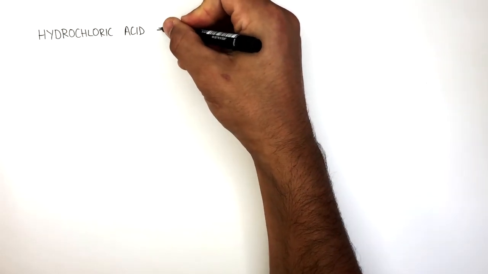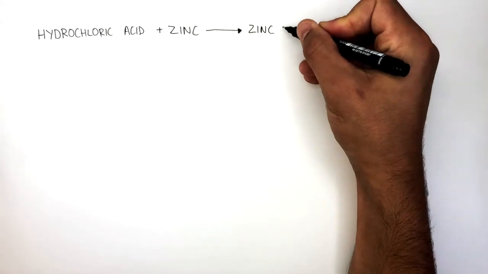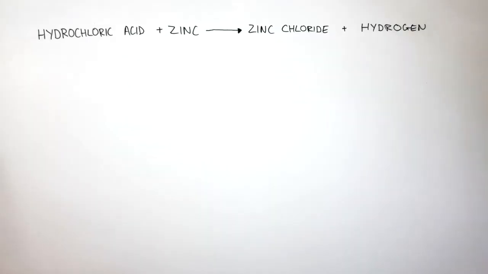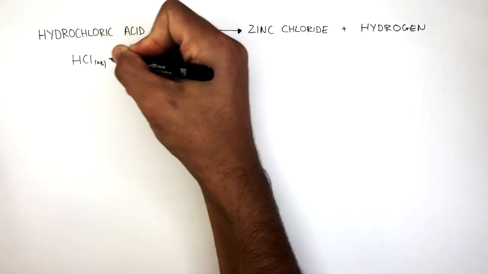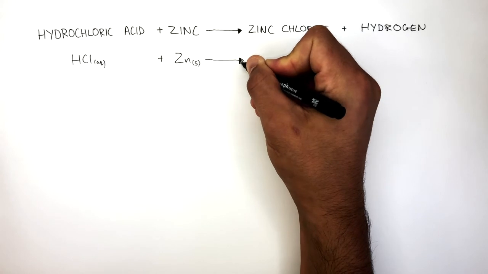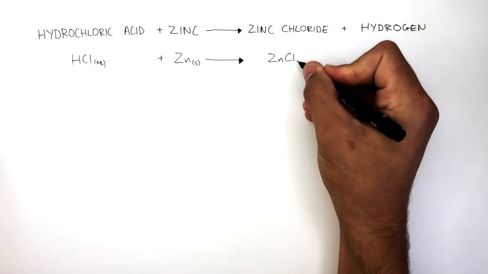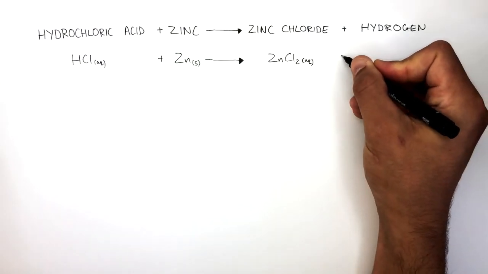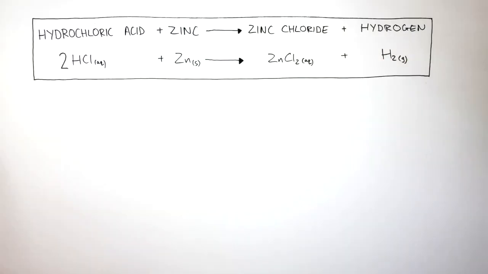Hydrochloric acid reacts with zinc to form zinc chloride and hydrogen. The balanced symbol equation is 2HCl(aq) plus Zn(s) reacts to form ZnCl2(aq) plus H2(g), with aq for aqueous and g for gas.